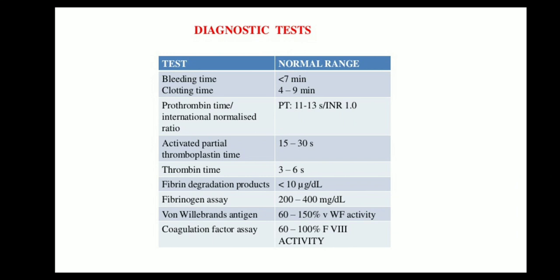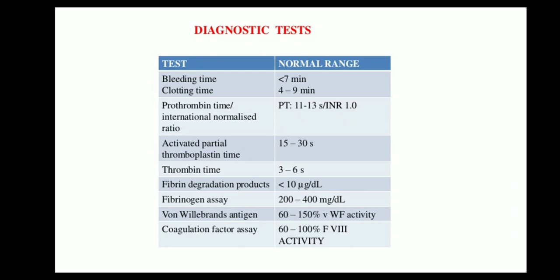So before going on to the proper topic, I would like to remind you about the diagnostic tests involved in coagulation profile. It includes bleeding time, clotting time, prothrombin time and the international normalized ratio, activated partial thromboplastin time, thrombin time, fibrin degradation products, fibrinogen assay, Van Willebrand's antigen assay, and coagulation factor assay. On the right hand side, you can see all the normal ranges are given.